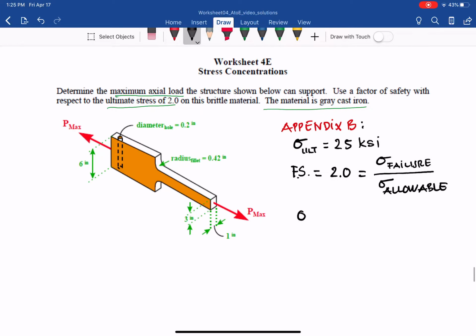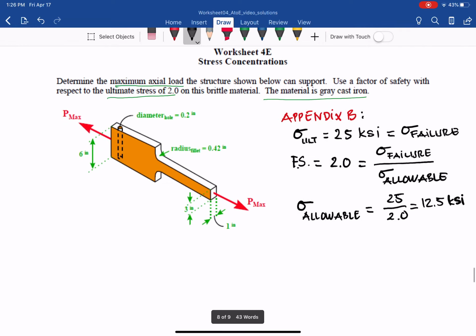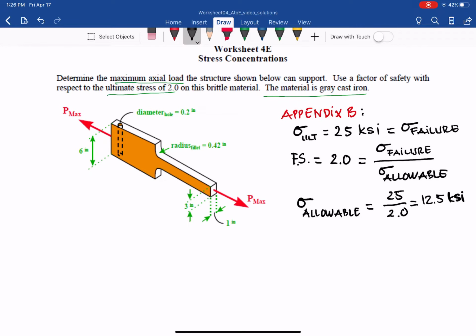From that we have sigma allowable equal to sigma failure, which is the ultimate stress, divided by the factor of safety. So that is 25 divided by 2, and we have 12.5 KSI. That is the allowable stress on this brittle material, the gray cast iron.